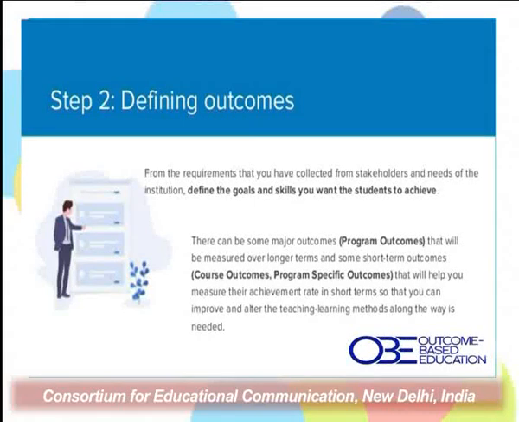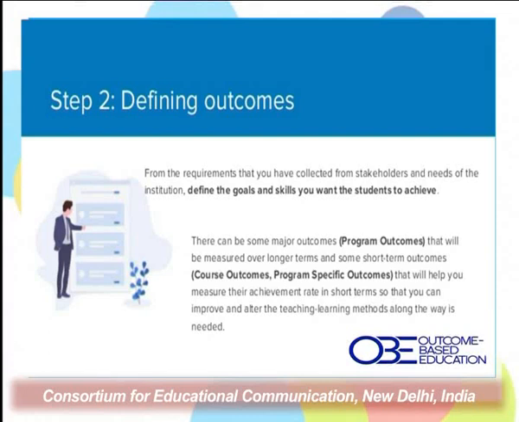So basically, as the name suggests, we have to talk on the outcomes, that is, from the requirement that you have collected from the stakeholders and the needs of the institutions, you have to define a goal and the skill you want the students to know and you want your students to achieve. So this is primarily the main aspect of OBE.